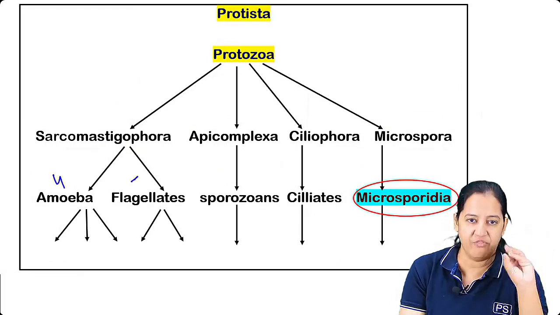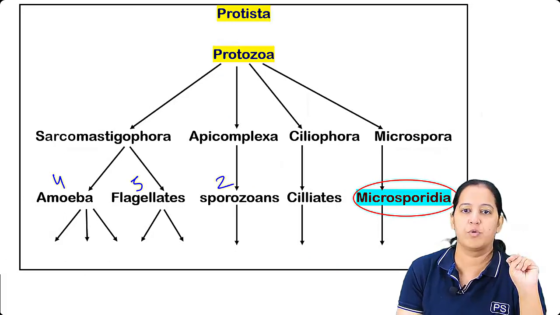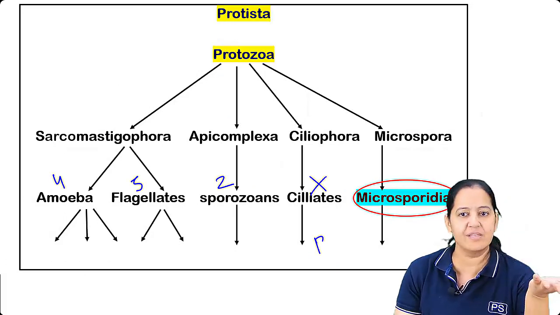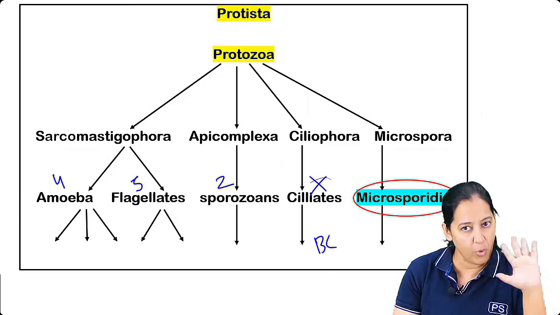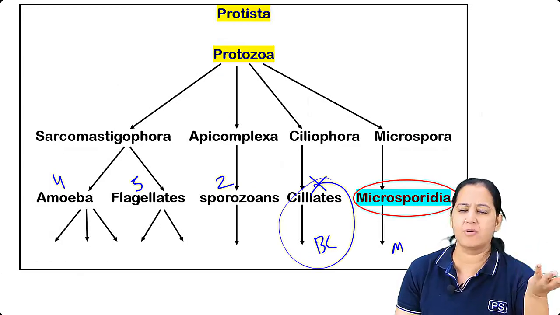I'm going to teach you five flagellates. I'm going to teach you two sporozoans. I'm not going to teach you this. Just learn this is the largest one. That's it. And it is the only ciliated one. And here, Microsporidia is not important.